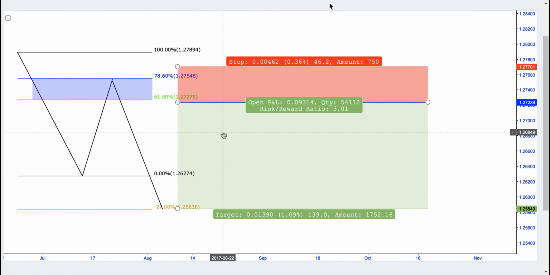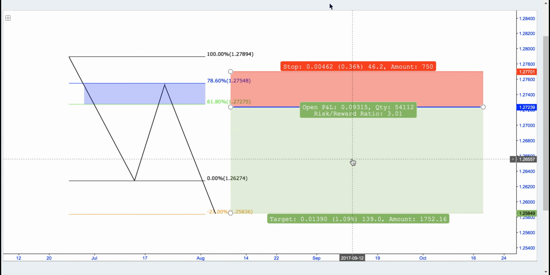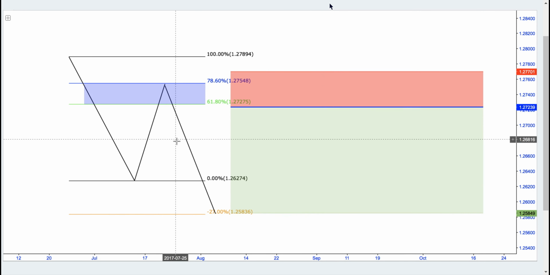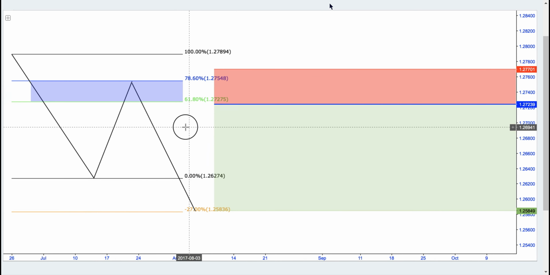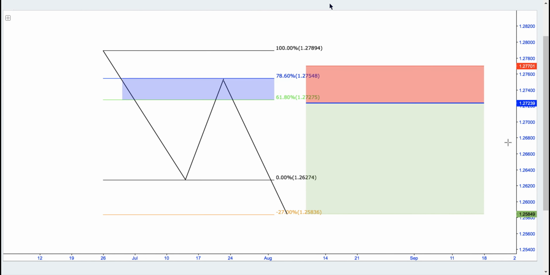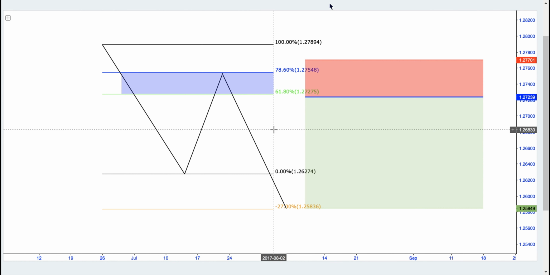So look at the risk reward on this. The risk reward ratio is 1 to 3. We are risking 46 pips for a grand total of 140 pips, to round that off. So stops on this are going to be generally relatively tight actually, especially if you are working on the 4-hour time frame. But this is how to refine the Fibonacci.